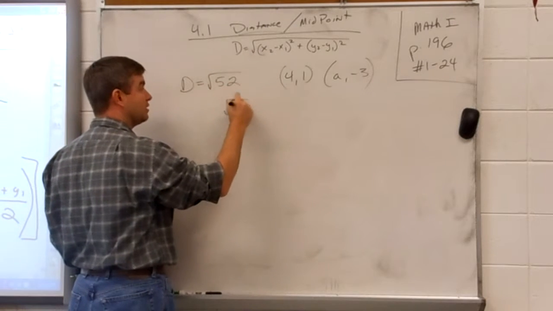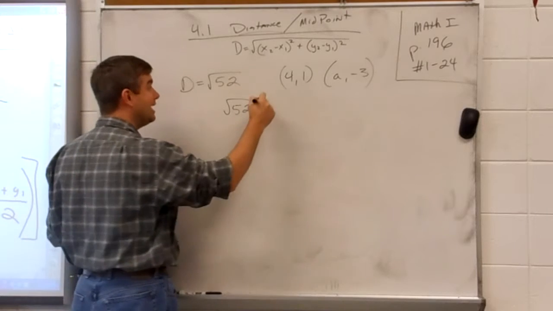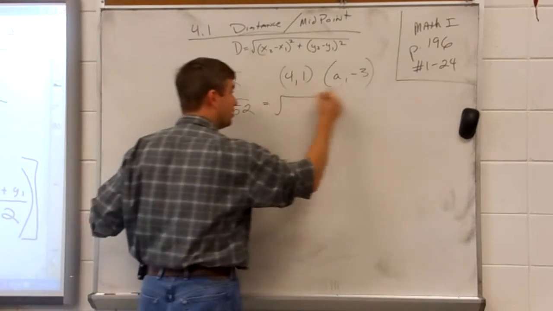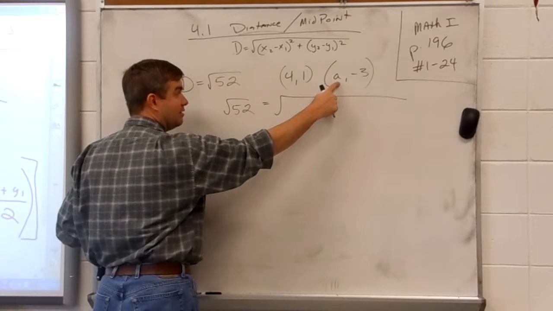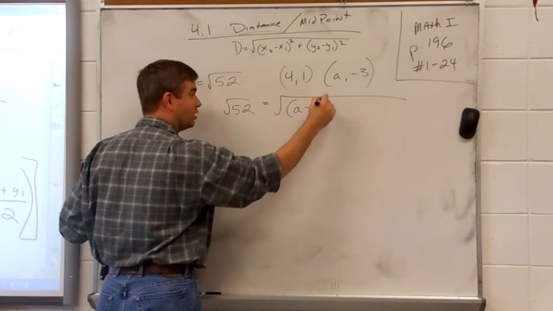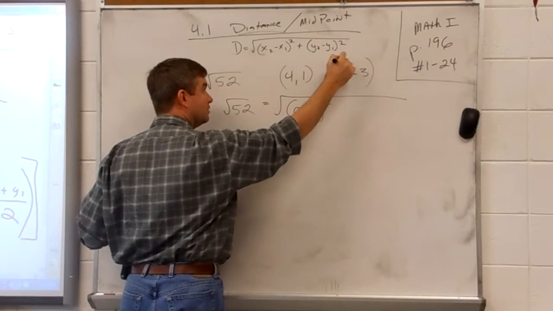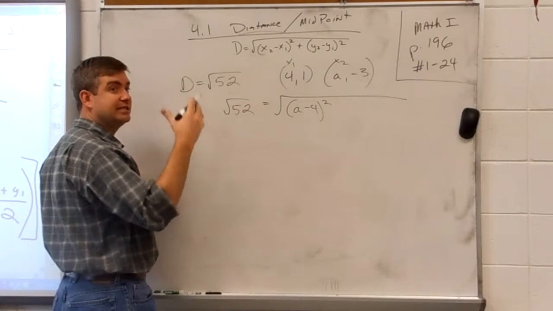The square root of 52. So I'm going to write the square root of 52, just like that, equals the square root of all that stuff over there. It's always that number minus that number. So it's going to be A minus 4 squared, x2 minus x1. A minus 4 in parentheses squared.